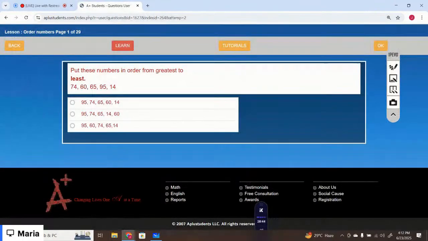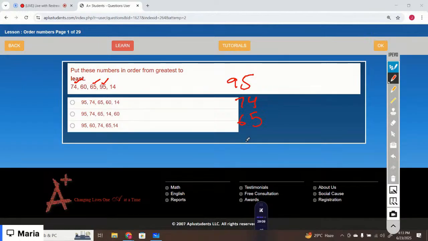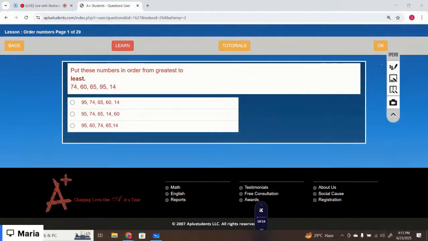Put these numbers in order from greatest to least. So we have to arrange these numbers from greatest to least. They are 74, 60, 65, 95, 84. The greatest number is 95, then 74, then we have 65, 60, and 40. Option number one is the correct option.